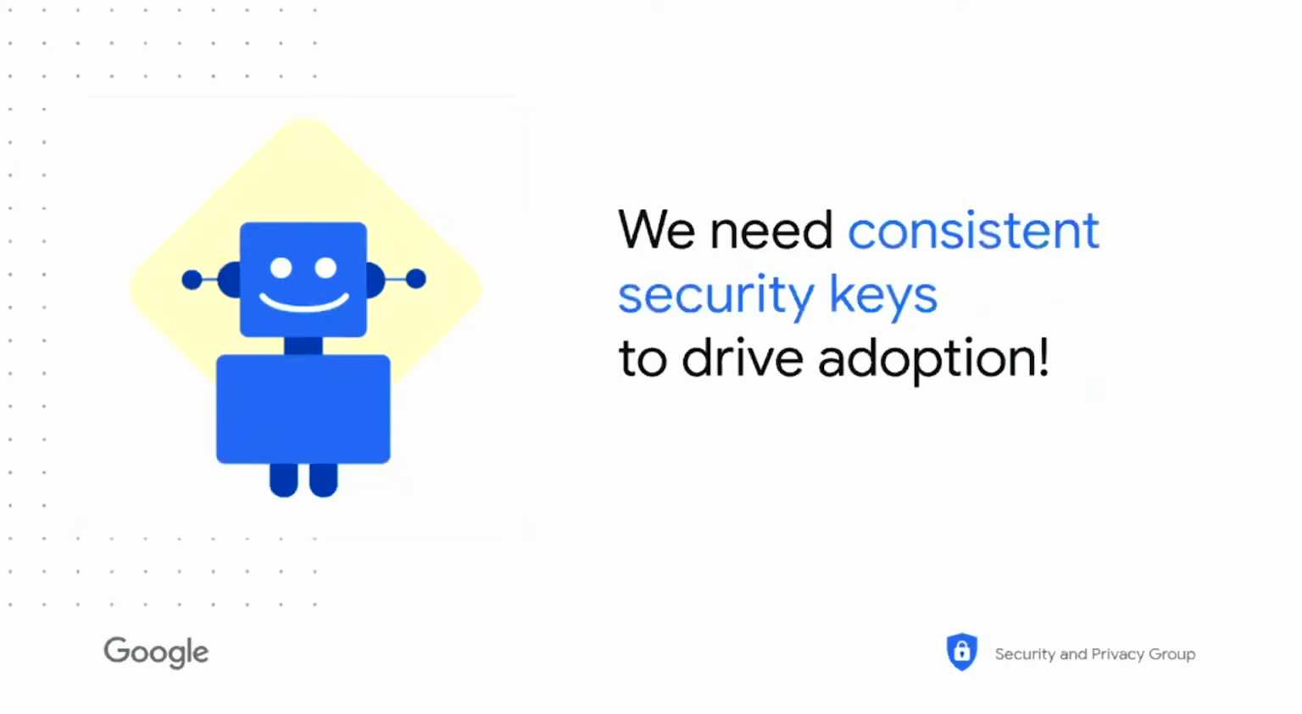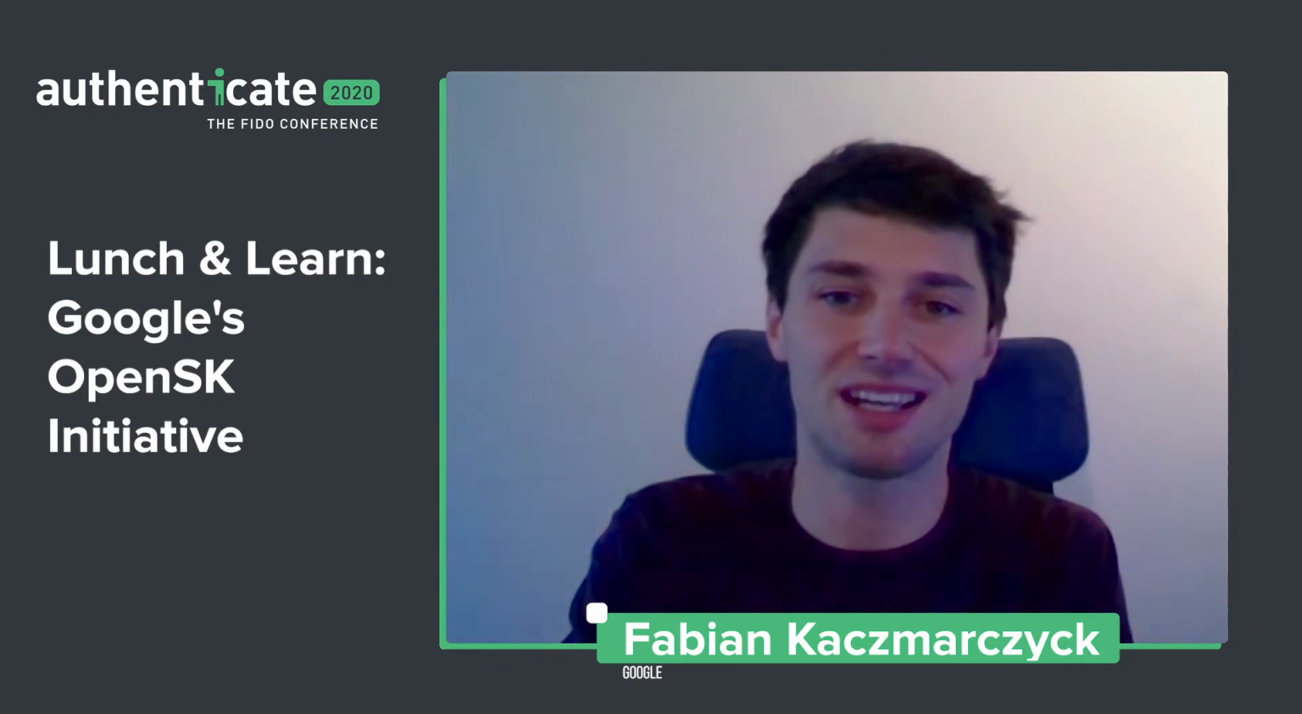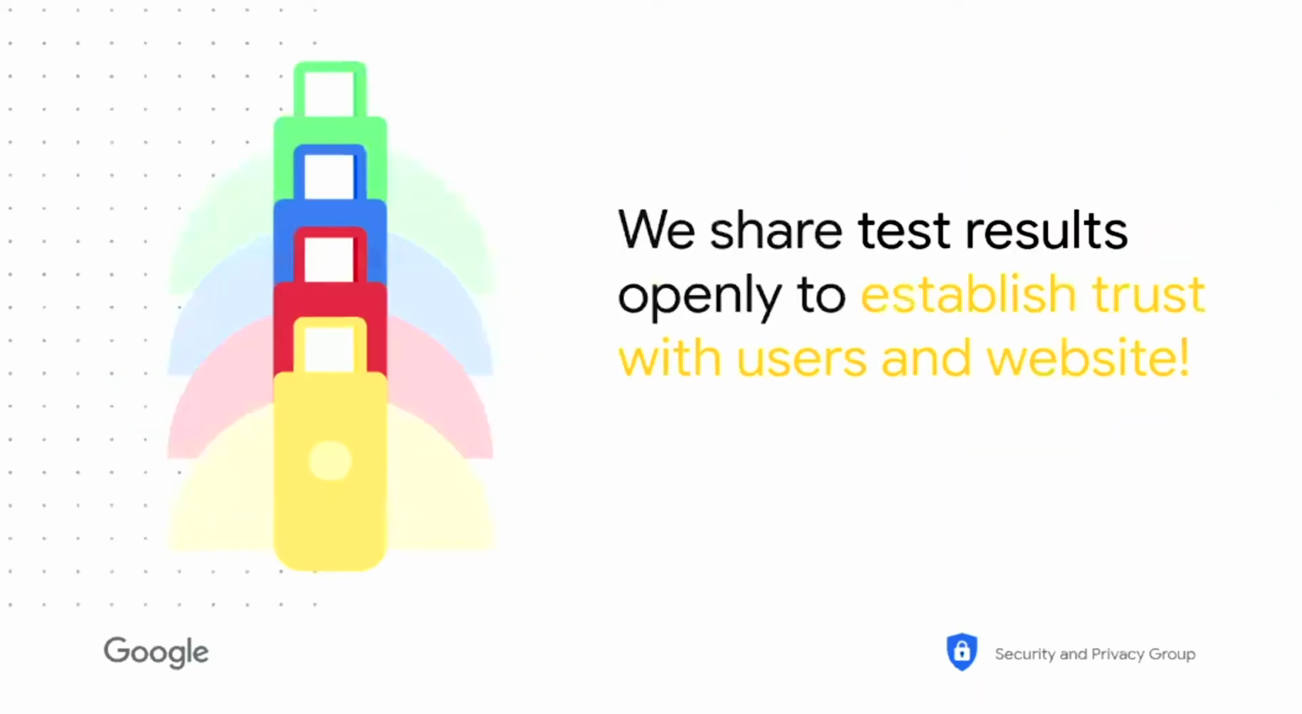Our goal is to increase security key adoption, so we want to make behavior more consistent. In the specifications, websites are often called relying parties. We want security keys to be something that relying parties can rely on. Therefore, we are publishing our CTAP2 test tool to promote open testing for a consistent user experience. Also, we share test results of all tested devices to make it easier for users and websites to trust security keys.